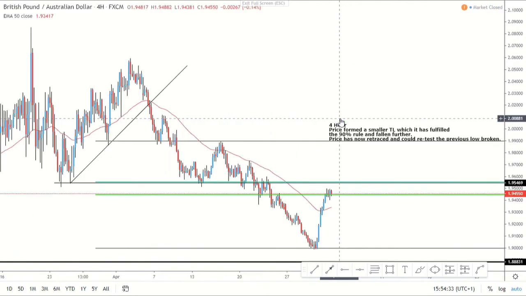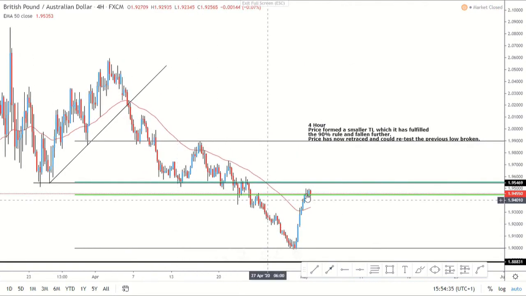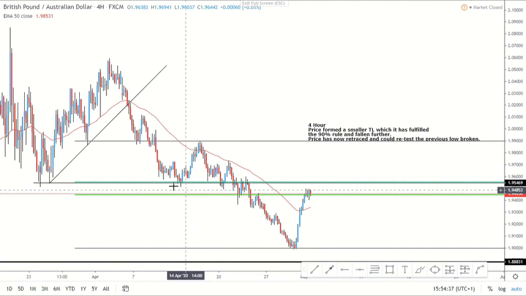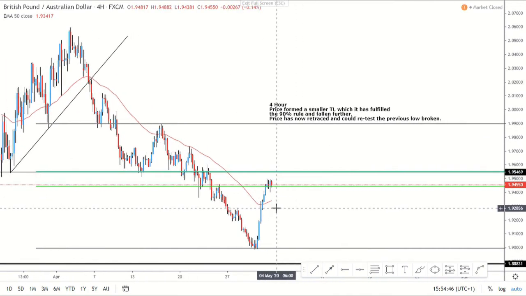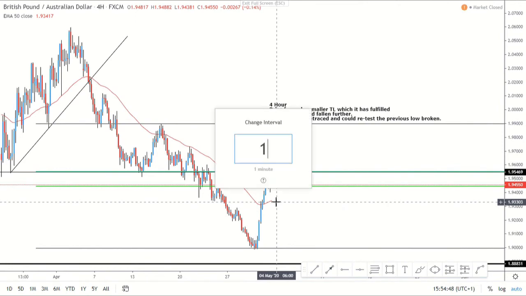And then on the 4 hour, which is currently sitting above the 50 MA, I'm not too worried because we had this head and shoulders here. We've got this 90% rule that's fulfilled here, which means we've got some resistance here because this is support to resistance. So it all lines up with a short. So Pound Aussie short.